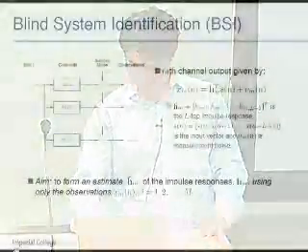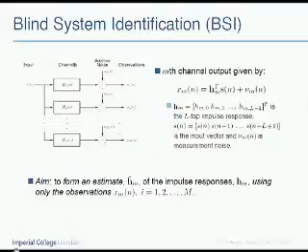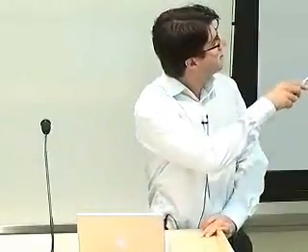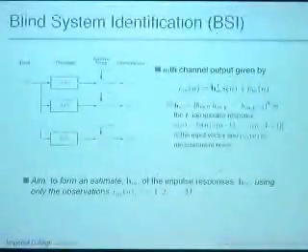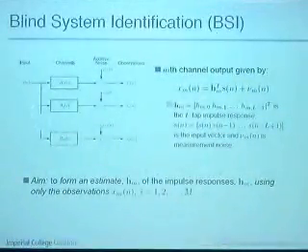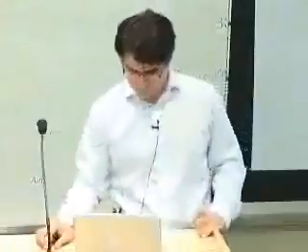So blind system identification is to try and estimate your impulse responses h using only the observed signals x. The rest of it is sort of in the dark.